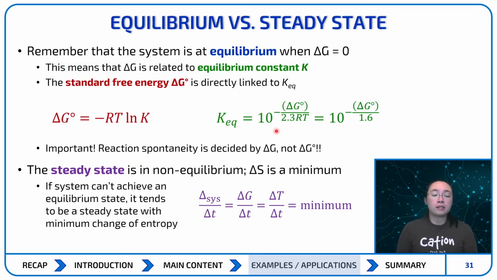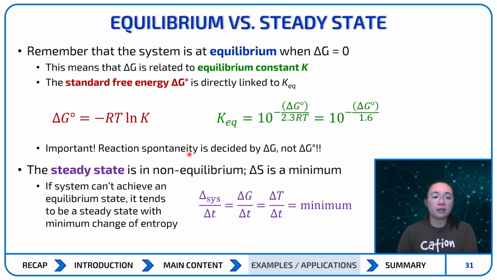So just remember that the system is at equilibrium when delta G equals 0. So just keep that in mind. It means that delta G is going to be related to some sort of equilibrium constant K. So since we know delta G is equal to 0 at equilibrium, there exists an equilibrium constant K to make that happen. So the standard free energy, delta G prime, is usually directly linked to the equilibrium constant K_eq. We define delta G as negative RT ln of K, where K is defined as this. There's just another way of representing that.